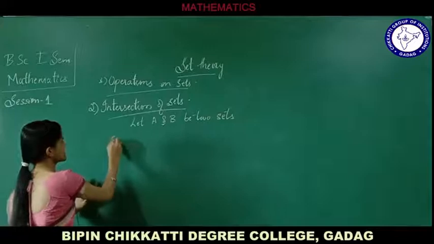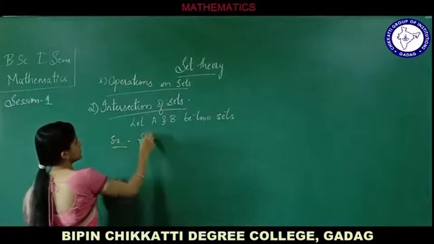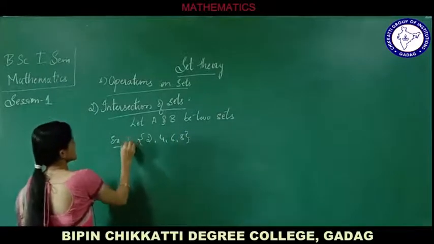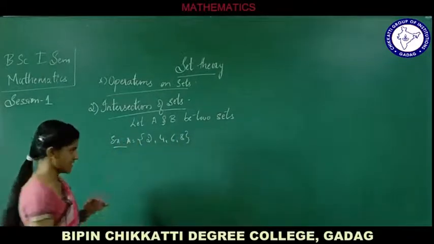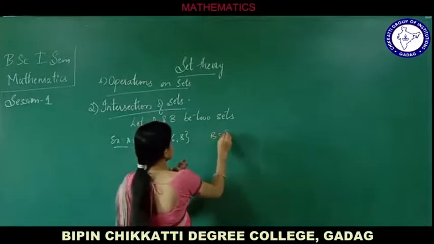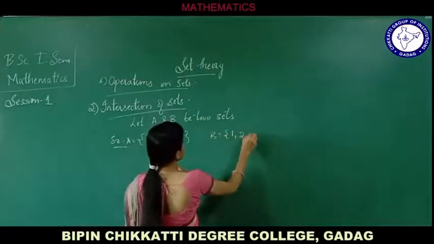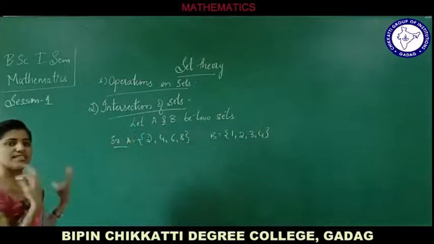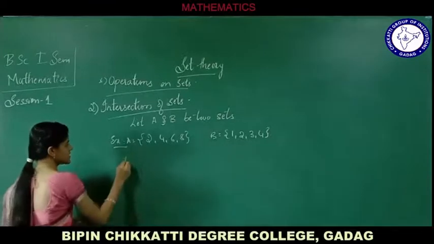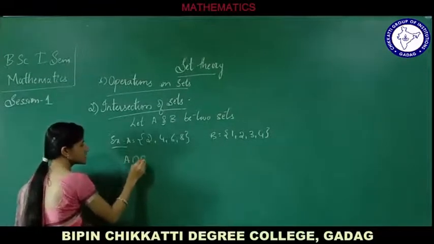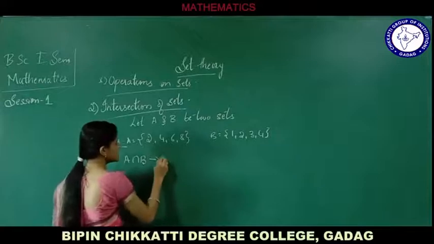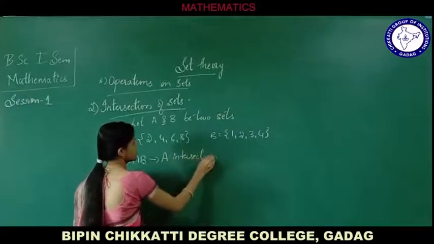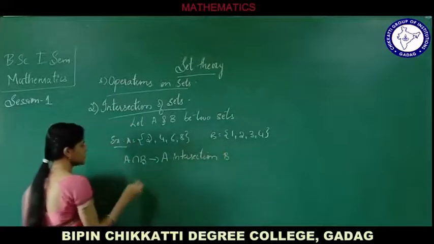Let us consider the same example. Set A is equal to 2, 4, 6, 8 and set B is equal to 1, 2, 3, 4. How are we going to represent intersection of sets? It is represented as A intersection B. How are we going to read it? A intersection B. So what will be our answer?